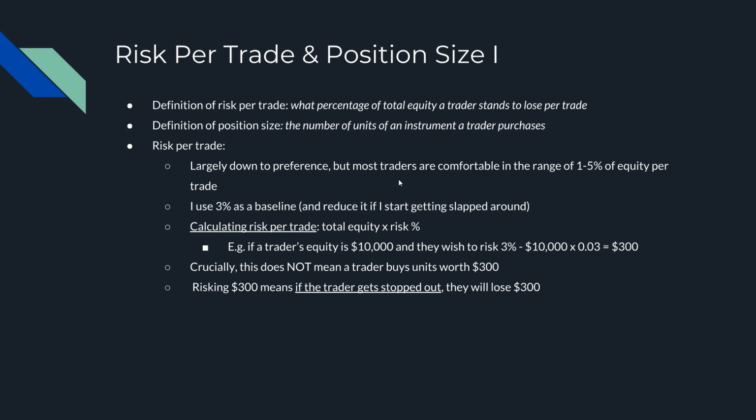So that's going to be in percentage form, and you might ask yourself, okay, how do I figure out what that number is? There's no fixed number, and this is what I meant when I said in the beginning that a lot of it is down to preference and keeping a good trading journal. Most traders will be comfortable between 1 and 5% of equity per trade. For me it's probably closer to 1 to 3%, but some traders are very aggressive and then scale down. Personally, 2 to 3% are the most common numbers that I've seen, and I use 3% as a baseline, and I reduce it if I start getting slapped around by the market or take consecutive losses.